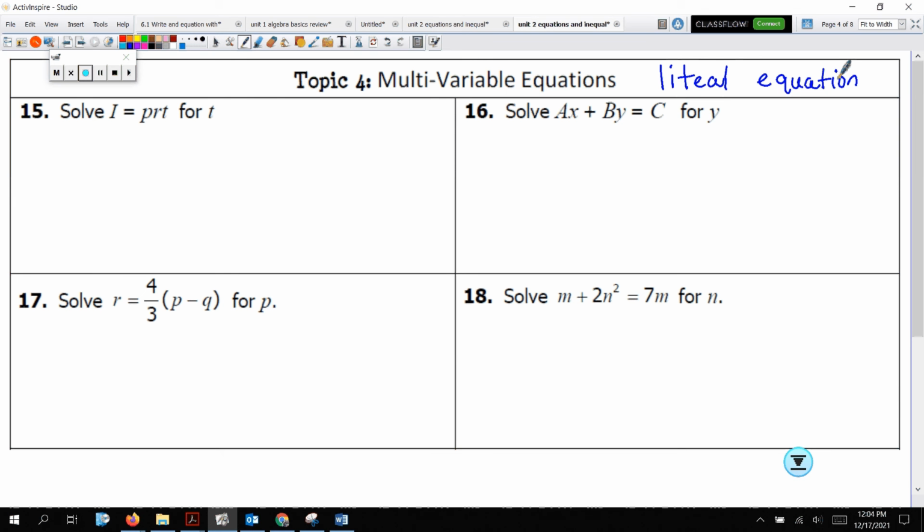So I'm going to do number 17, okay? So I want to solve for p. That means I want p to stay, and I want to get everything else away from p.